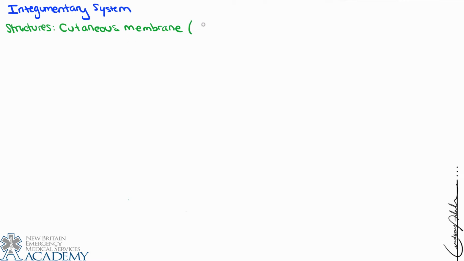Everyone. In this video, we're going to be talking about the integumentary system, and integumentary is sort of just a fancy way for saying skin. And generally, when we talk about the integumentary system, we're talking about a couple of specific structures. First, we have the cutaneous membrane, which is the skin, consists of the epidermis and the dermis. And oftentimes we consider the hypodermis as well.